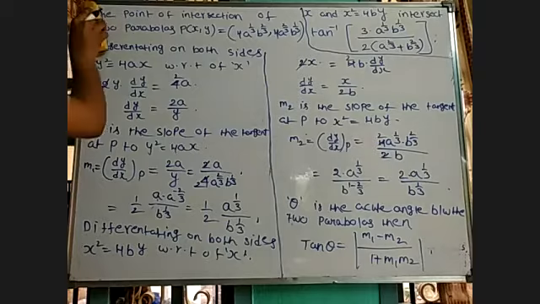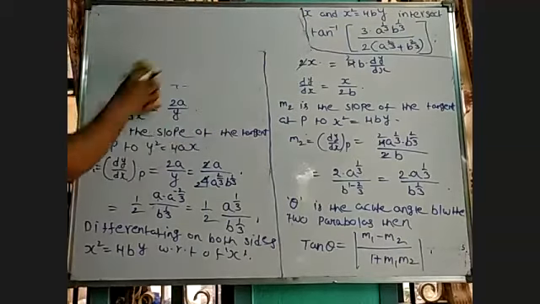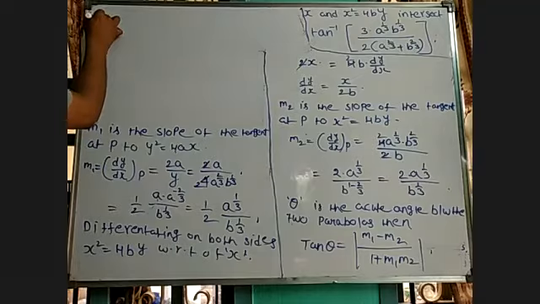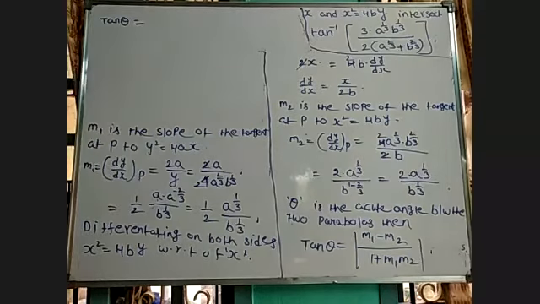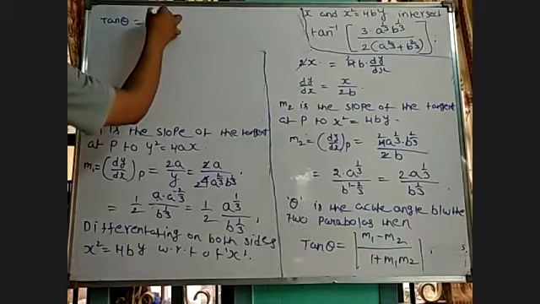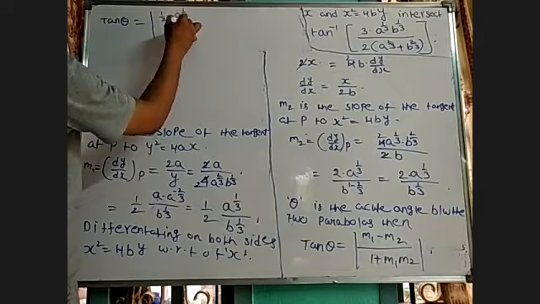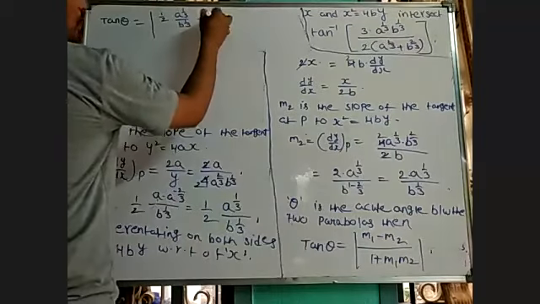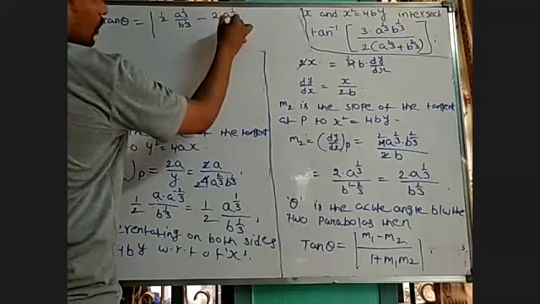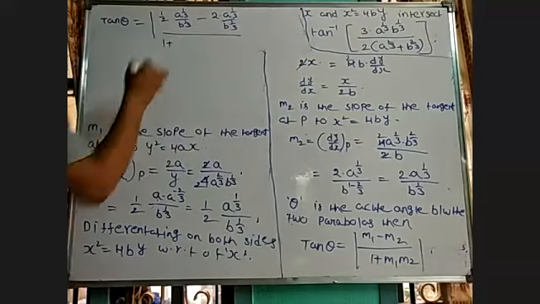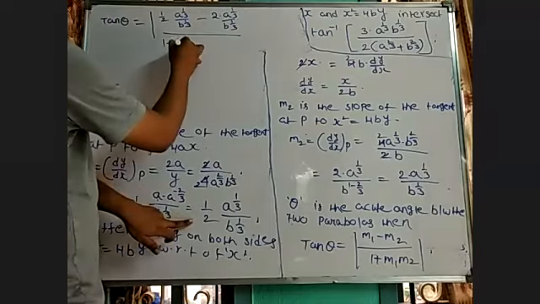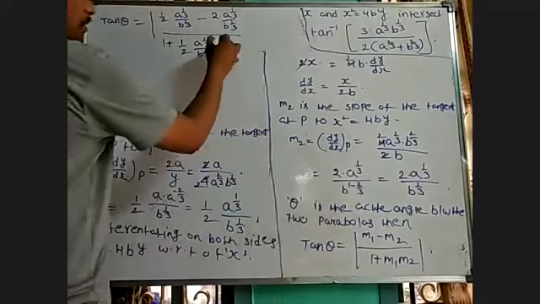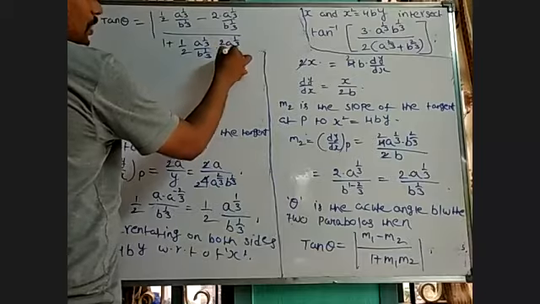Next, I'm writing there. This was a lengthy summary. If you understood, it is very easy. Tan theta is equal to m1, which is 1 by 2 into a power 1 by 3 b power 1 by 3, minus m2, which is 2 into a power 1 by 3 by b power 1 by 3, by 1 plus m1, which is 1 by 2 a power 1 by 3 by b power 1 by 3, times m2, which is 2 into a power 1 by 3 by b power 1 by 3.